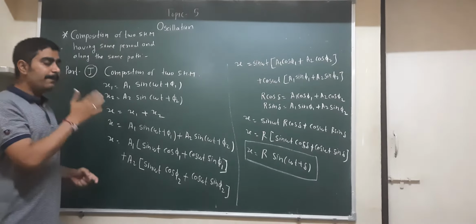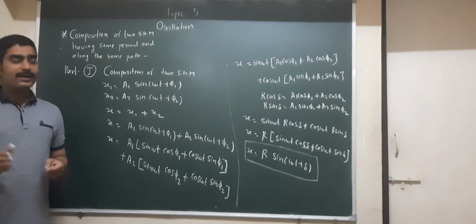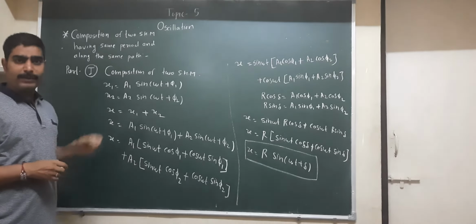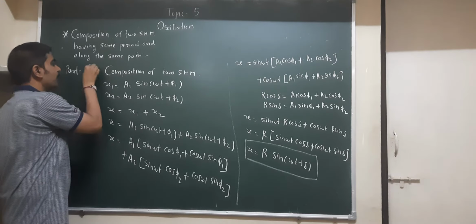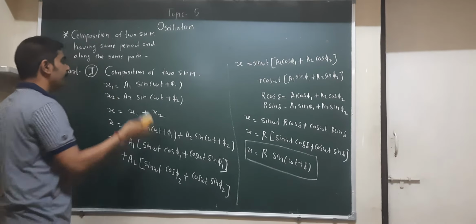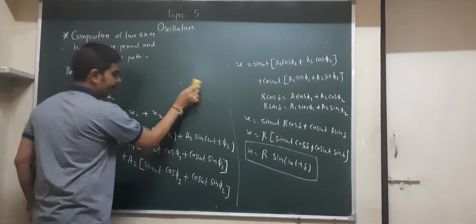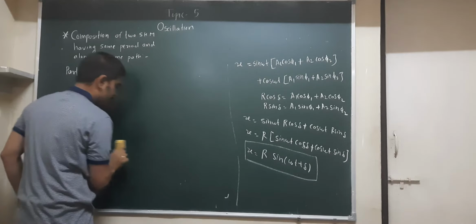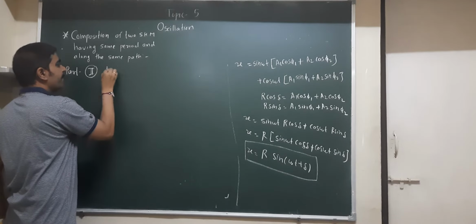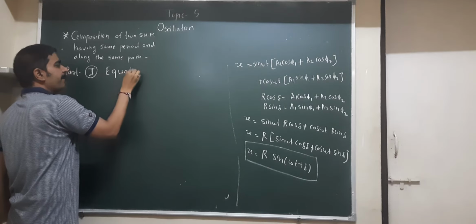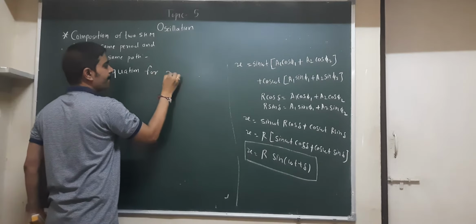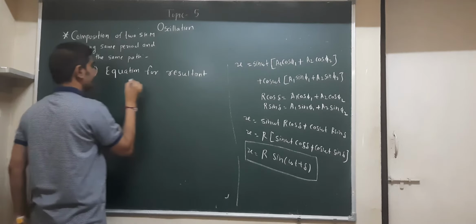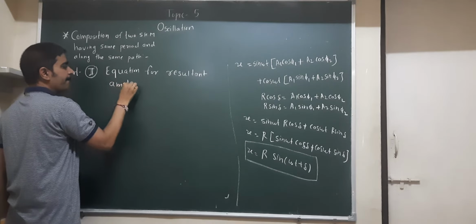Friends, the second part which we are going to see is that of the resultant amplitude, and that is related with the first part. I hope you have understood the first part. Now we are going to see part 2, the equation for resultant amplitude.